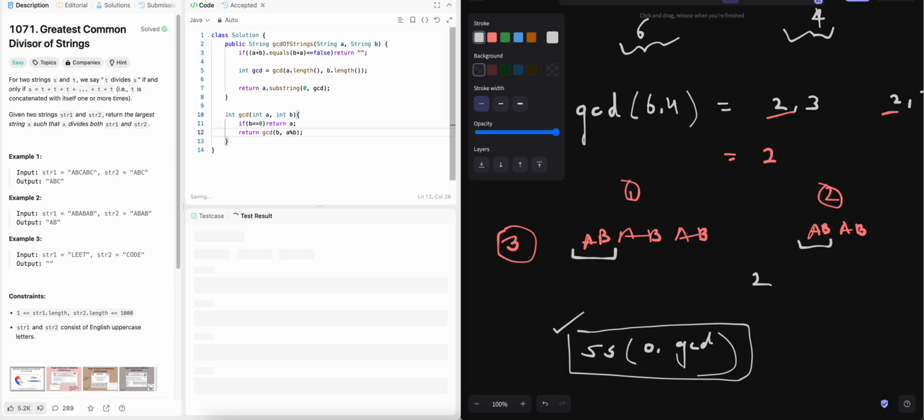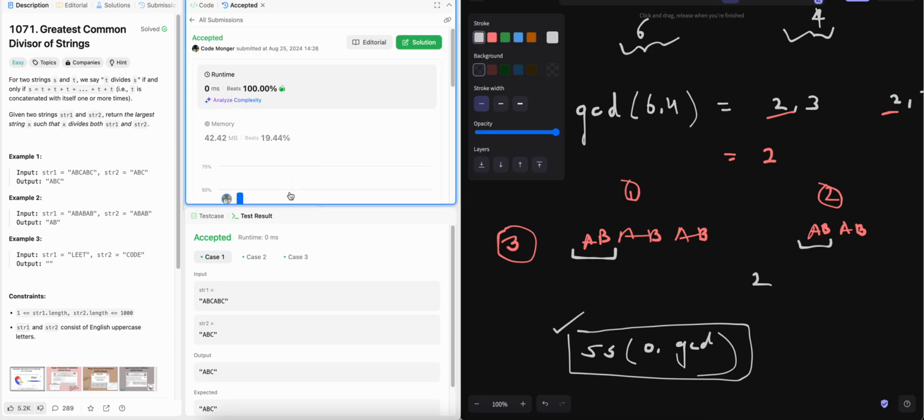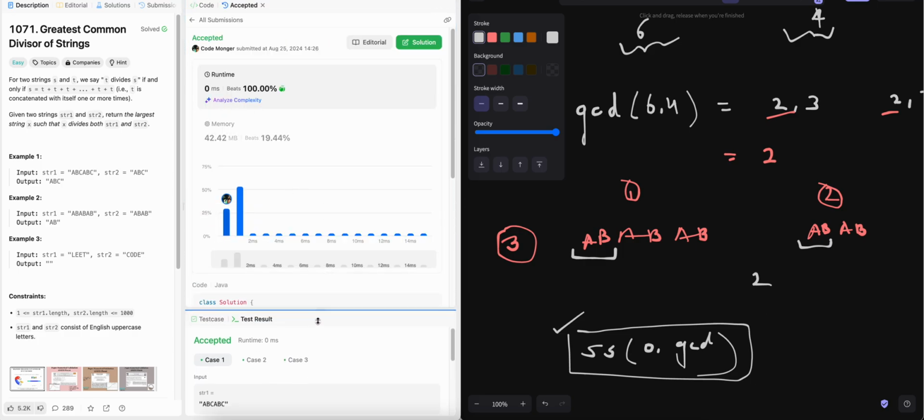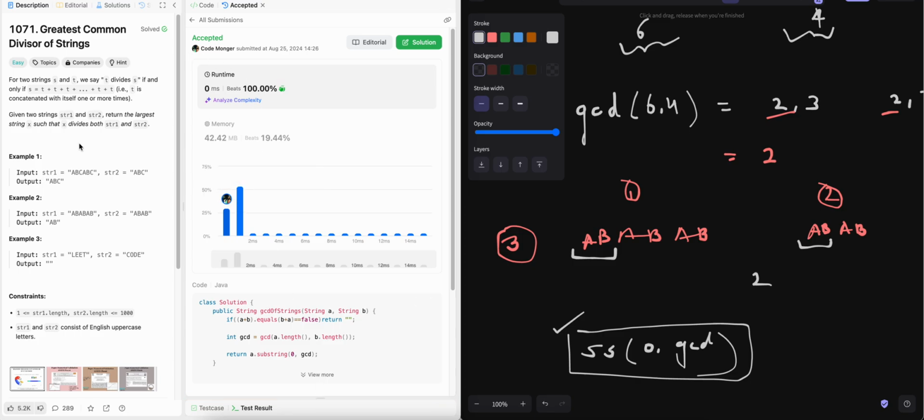Once that is done, let's try to run it and see if we're getting the desired answer. So that's correct. Now try to submit it. So yeah, its runtime is 0 milliseconds, beats 100% of the solutions.